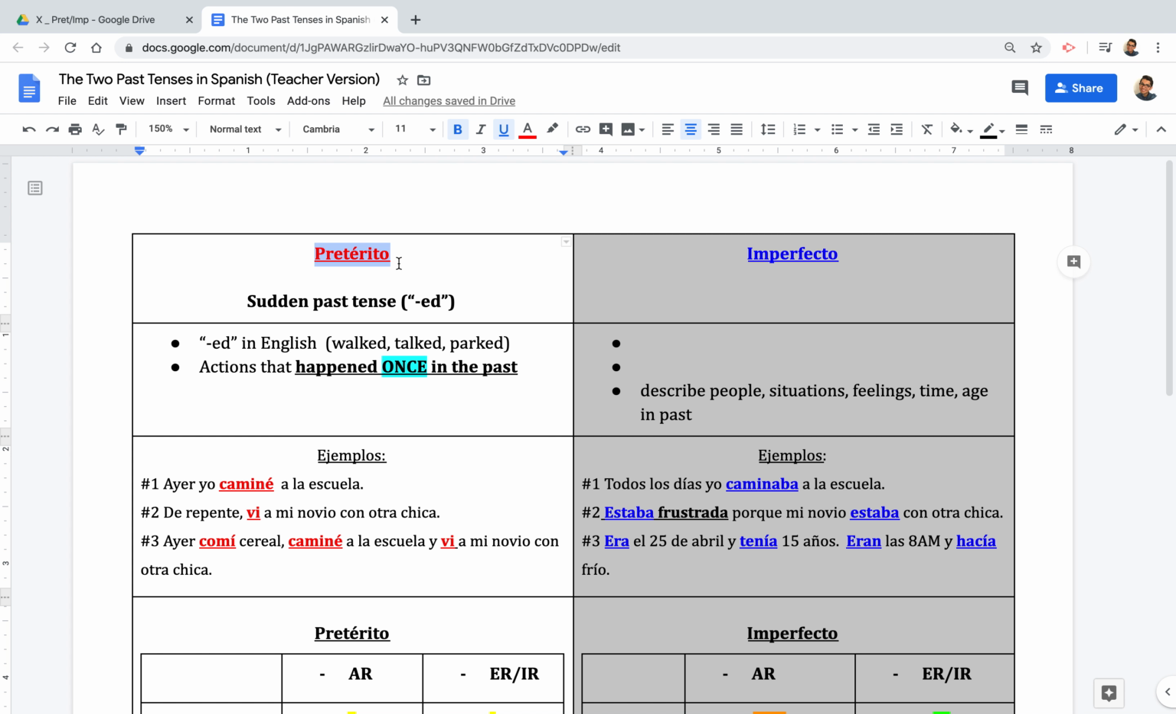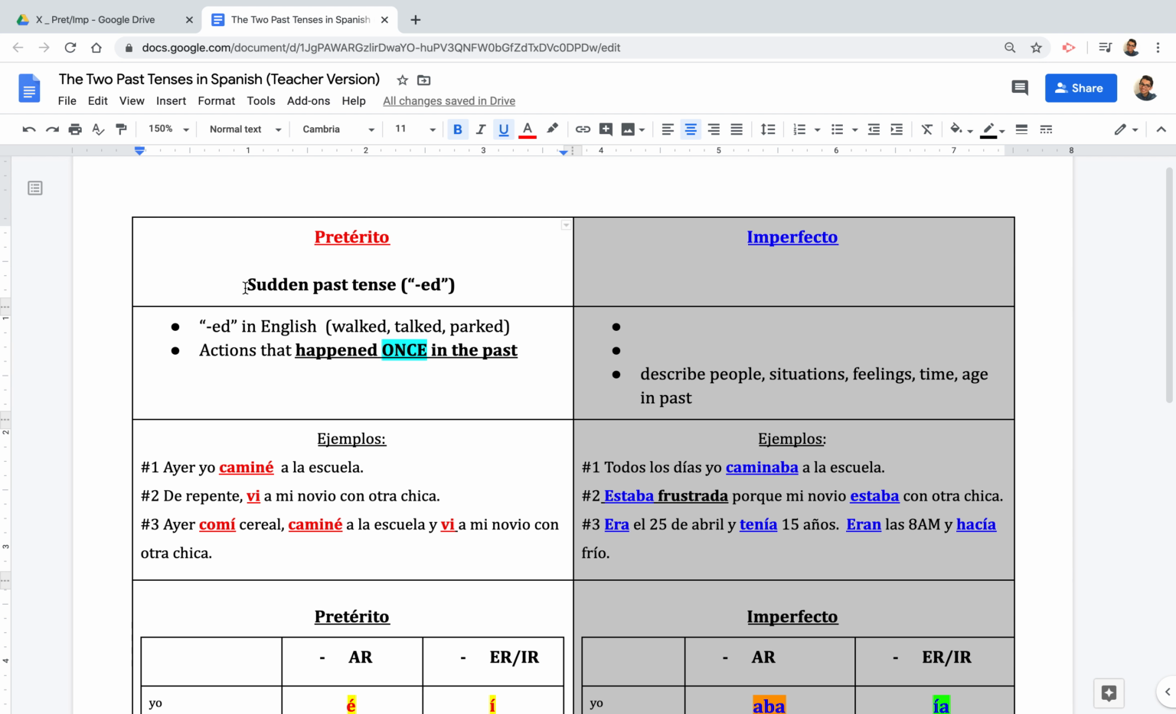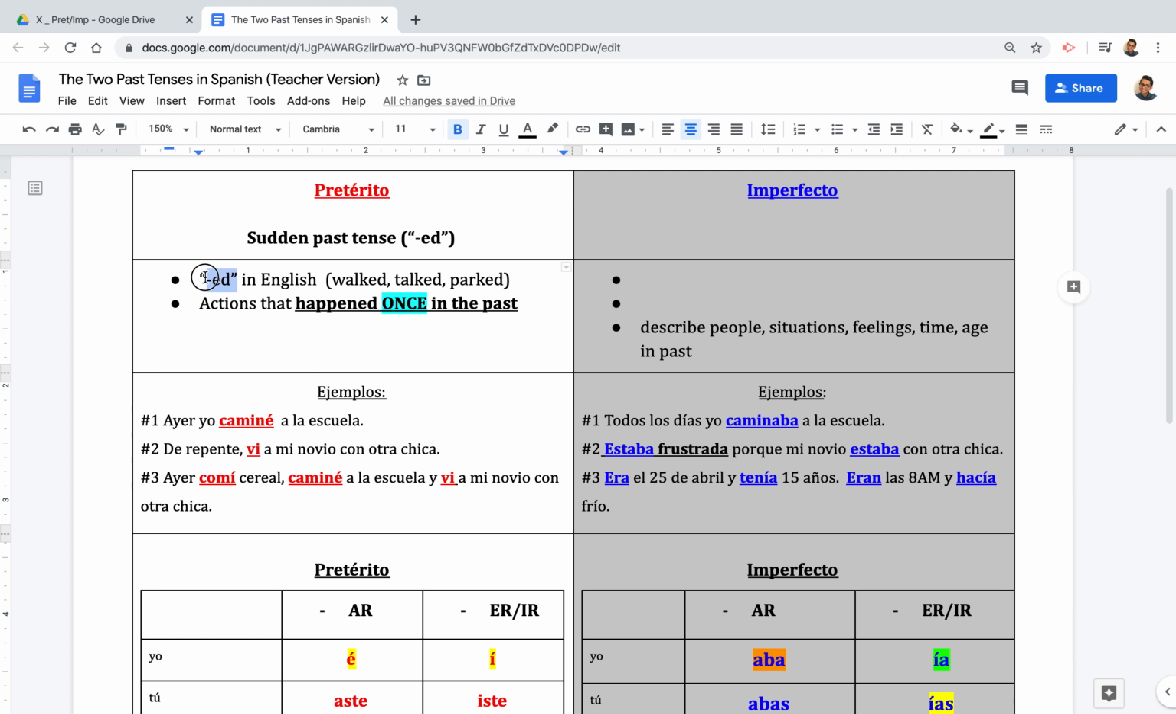So let's talk about el pretérito, which you should already know about. El pretérito is also known as the sudden past tense, or ED in English. And this past tense works just like ED in English. I walked, I talked, I parked. And we use the pretérito, or sudden past tense, for actions that happened once in the past. It's very important that you remember once, an action that happened once in the past. I walked, I talked, I parked. It happened once in the past.